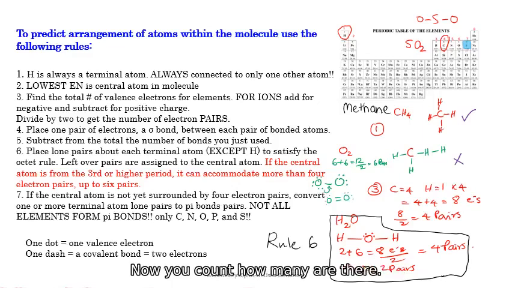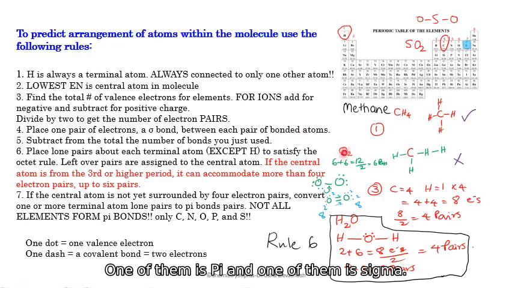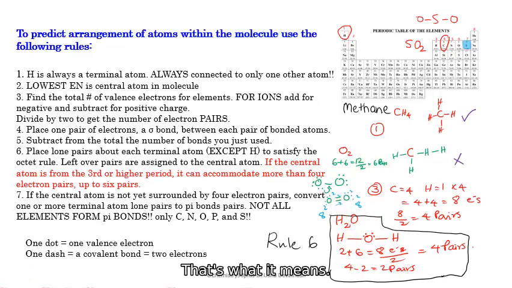Now you count how many are there. For each atom, do we have 8? 2 here, 2 here. 1 dash means 2 electrons, so 2 here and 2 here. So 8, and 2, 2 goes for this oxygen as well. And 2 here and 2 here, 8 for this one. So the octet is completed. One of them is a sigma bond and one of them is a pi bond. That's what it means.